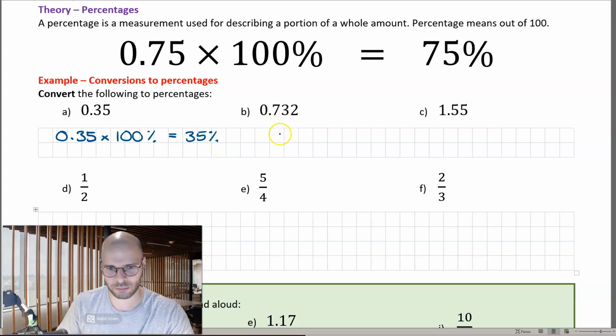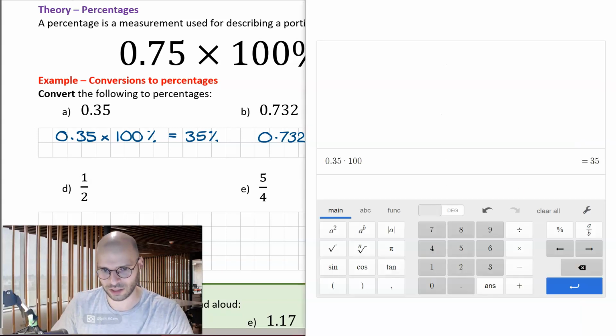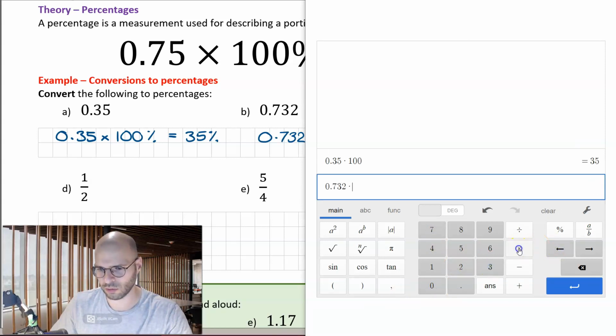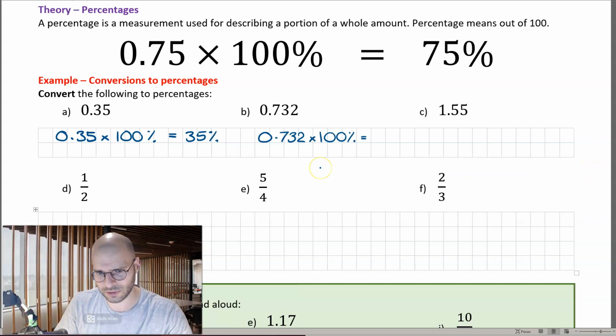Next I have 0.732, so I write 0.732 multiplied by 100%. Using my calculator once again, I say 0.732 multiplied by 100 gives me 73.2. So I can simply say that the result is 73.2%. Every time I multiply by 100%, I convert it into a percentage. It's a percentage because it's got the percent symbol here.